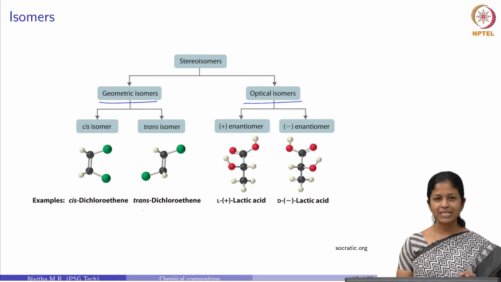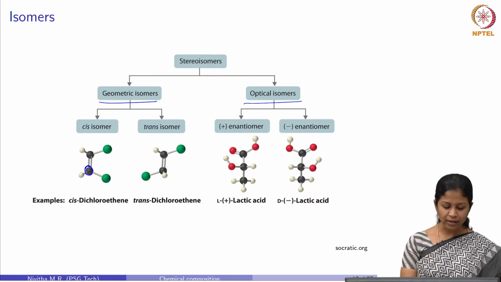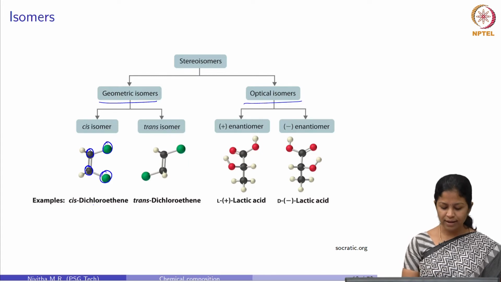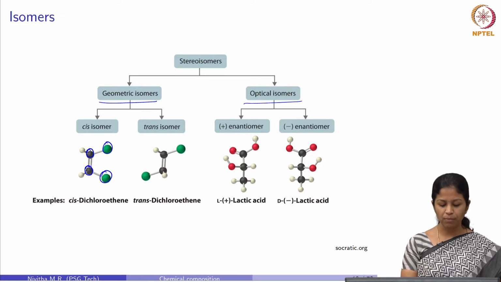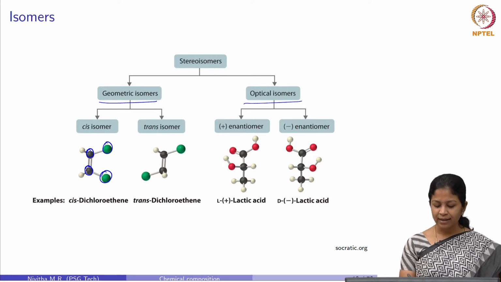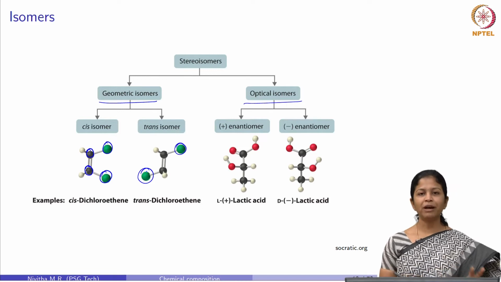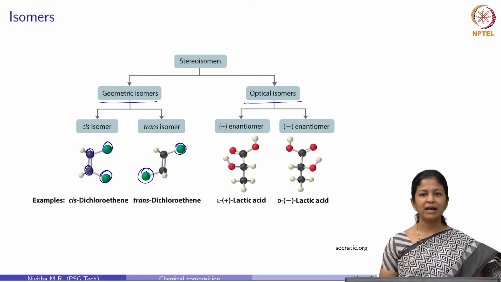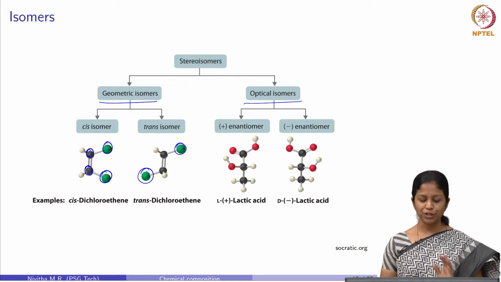So, what do I mean by a cis isomer? This is a carbon atom and this is a chlorine atom. So, this is dichloroethene, right? We have 2 carbon atoms bonded by a double bond and we have 2 chlorine atoms. This is also dichloroethene, but we see that one chlorine atom is present on one side and the other chlorine atom is present on the other side. So, depending upon the position where the second chlorine atom is present, it can be called a cis form or a trans form.